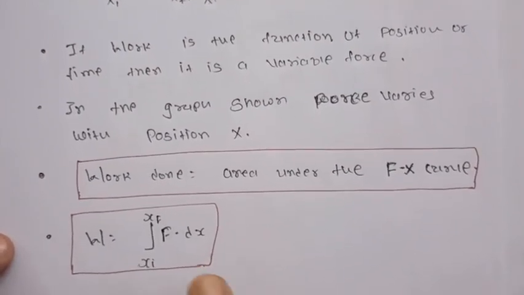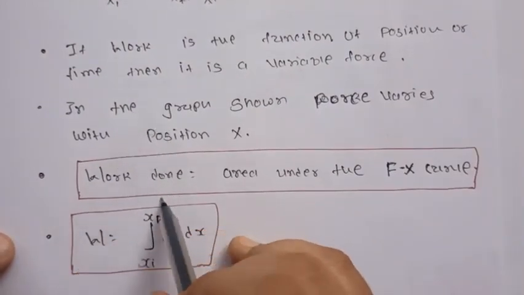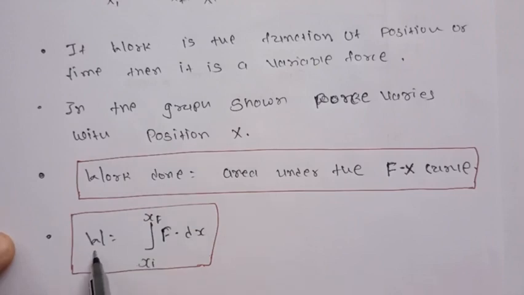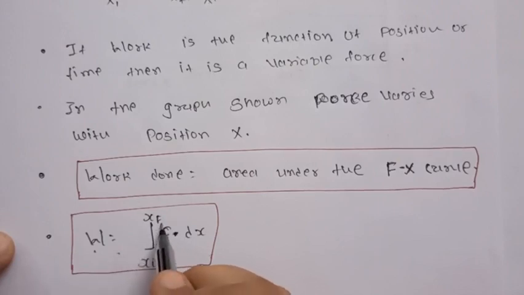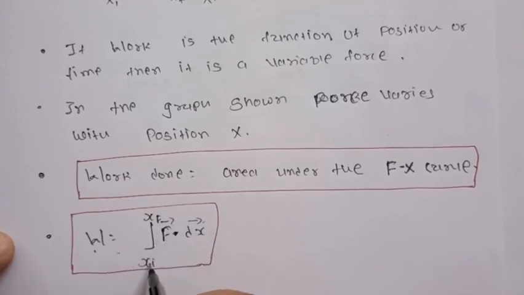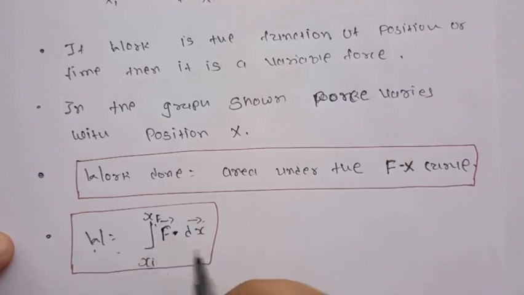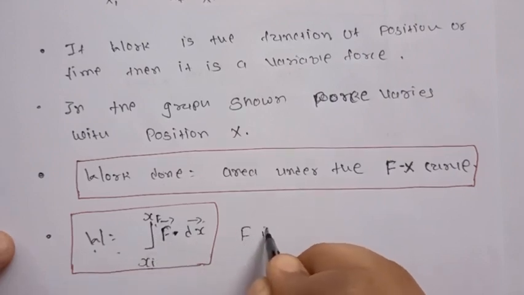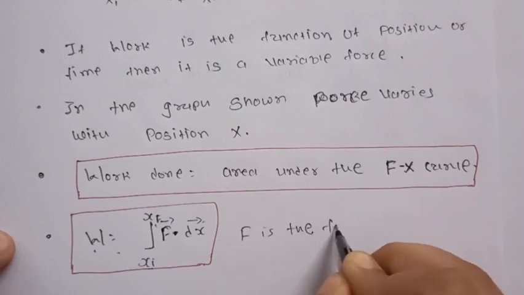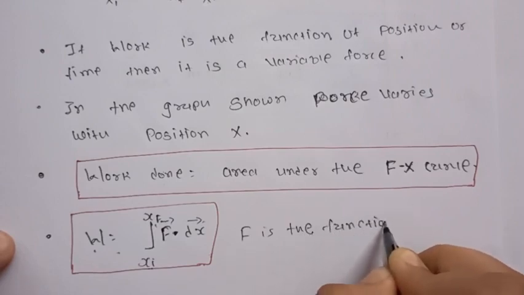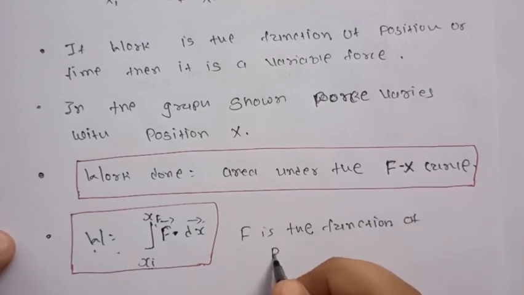So to find the area, we will integrate it. So work done by variable force will be equal to integration of F dot dx, with limits from initial position to final position. Remember, here in this case, the force is a function of position.